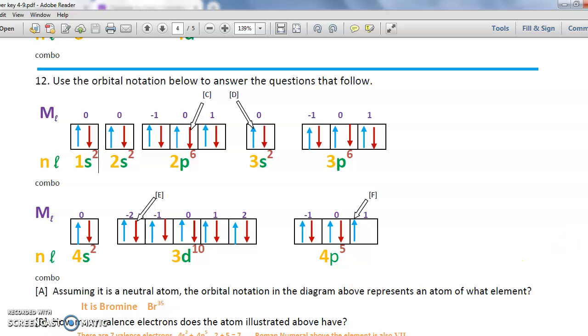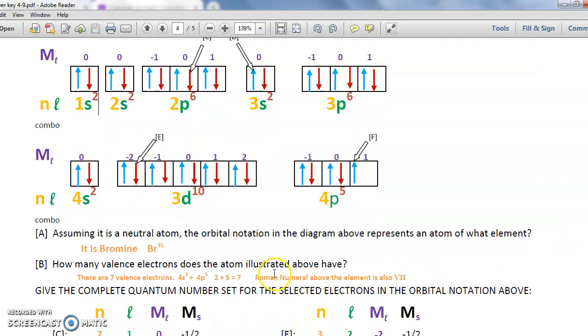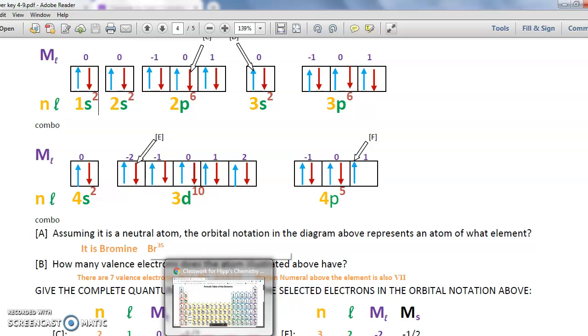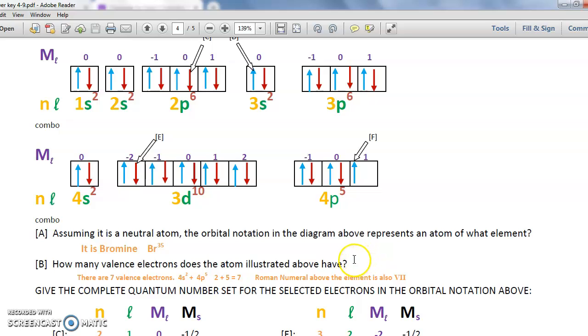It's bromine. Next question. How many valence electrons does it have? Well, if we know it's bromine, we could look on the periodic table of ions and there should be a Roman 7 above it. But valence electrons are electrons in the outermost level. Here's a 4 and here's a 4. My biggest energy level is 4. My valence level is going to be the 4th level.